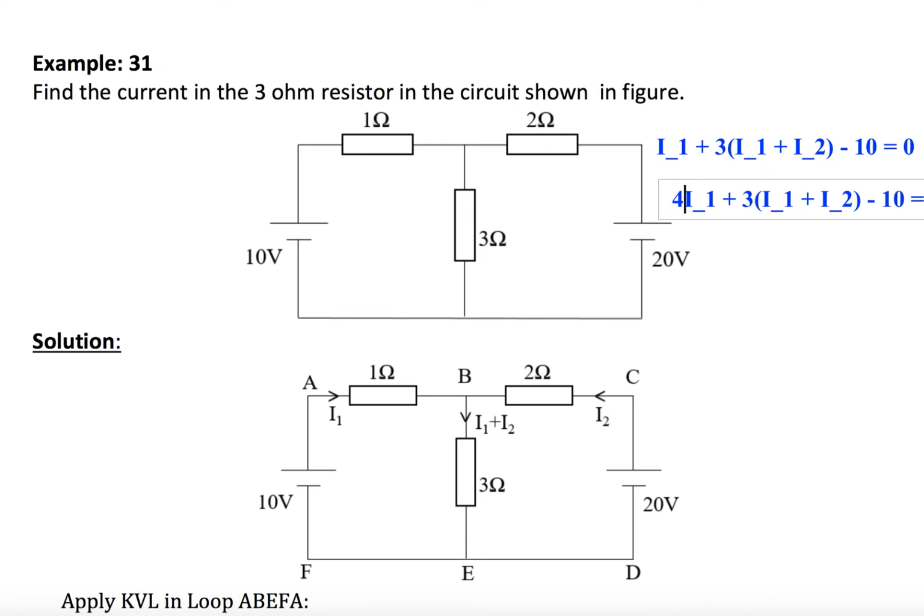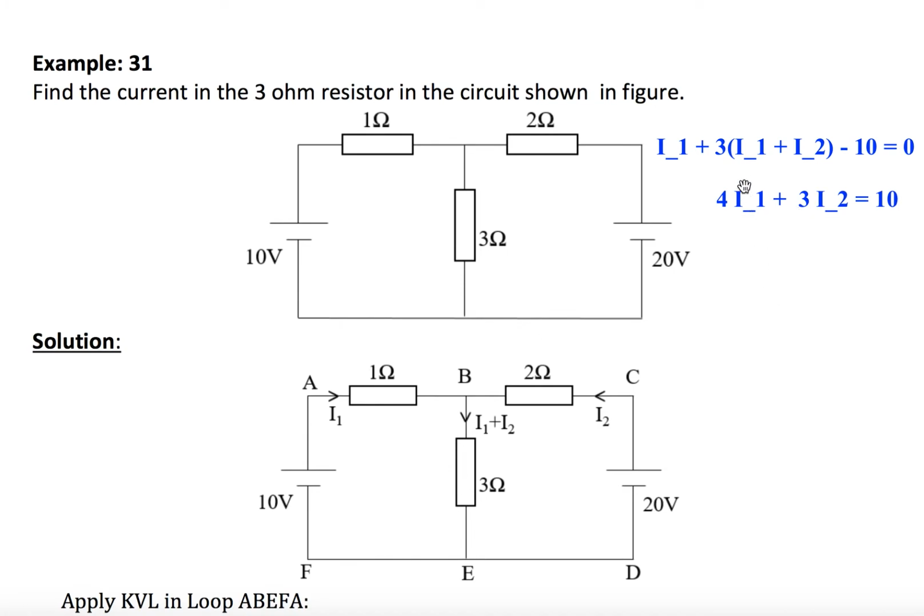3 plus 1 is 4 I1, then this becomes 3 I2 equal to 10. That is your first equation.